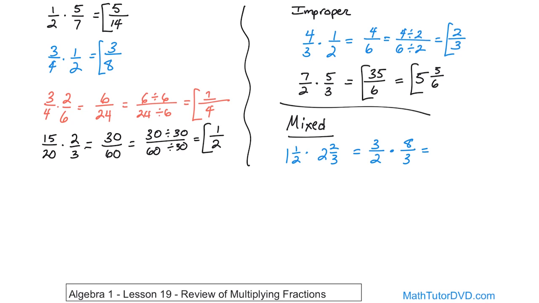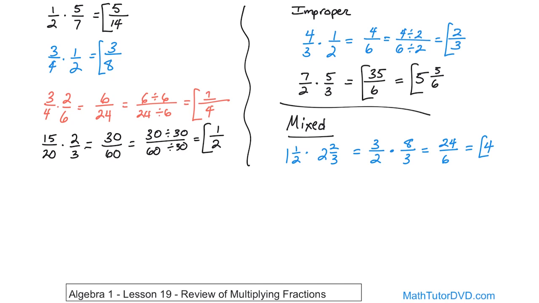And so now I can just multiply them. 3 times 8 is going to give me 24 on the top, and 2 times 3 is going to give me 6 on the bottom, and now 24 divided by 6 is going to give you 4. So it turns out that when you take 1½ pies and multiply it times 2 2/3 pies, you're actually going to get 4. So that's the way you handle that.